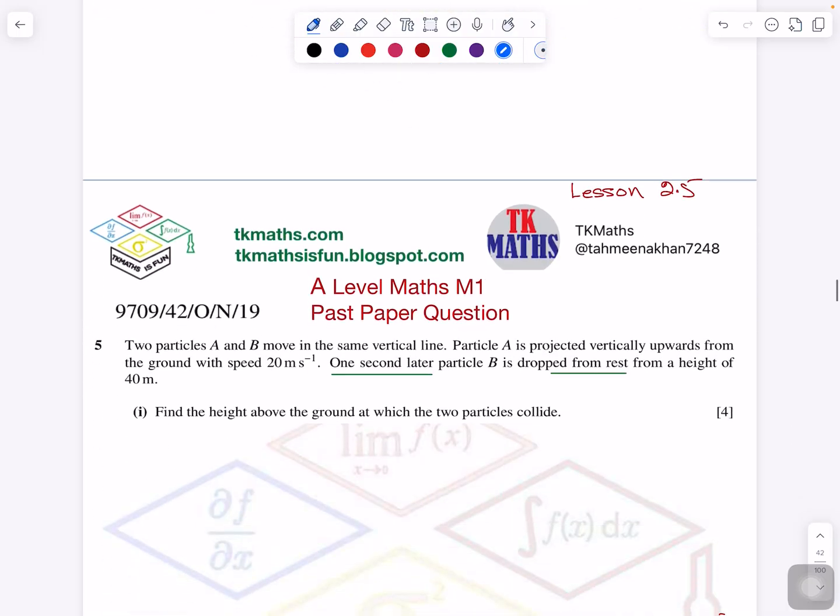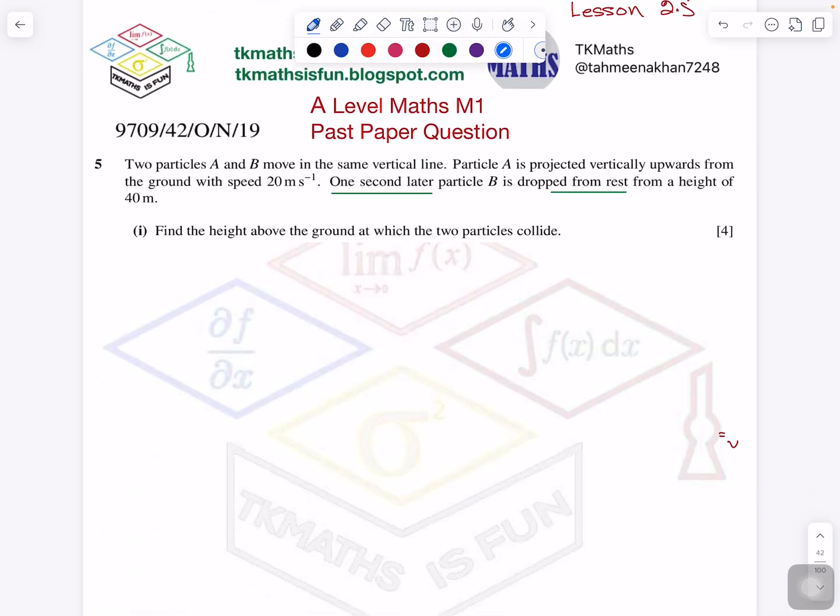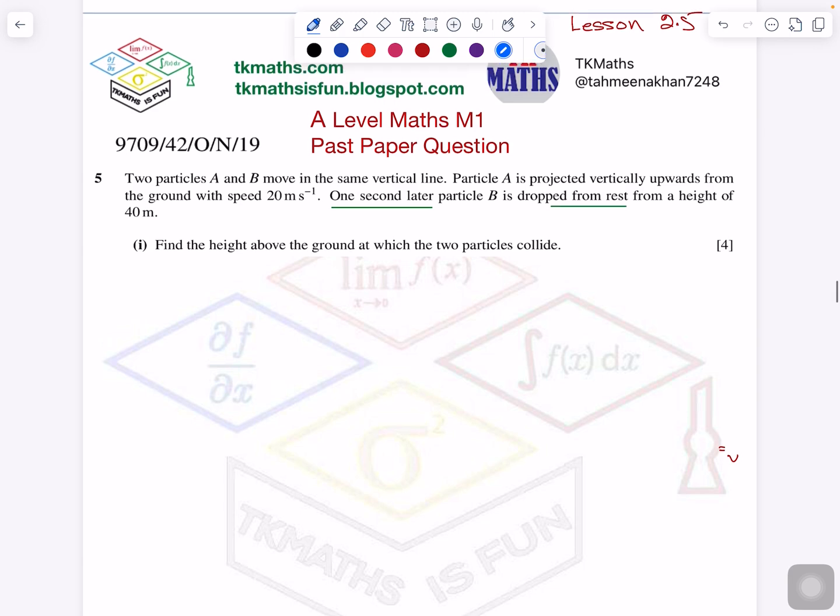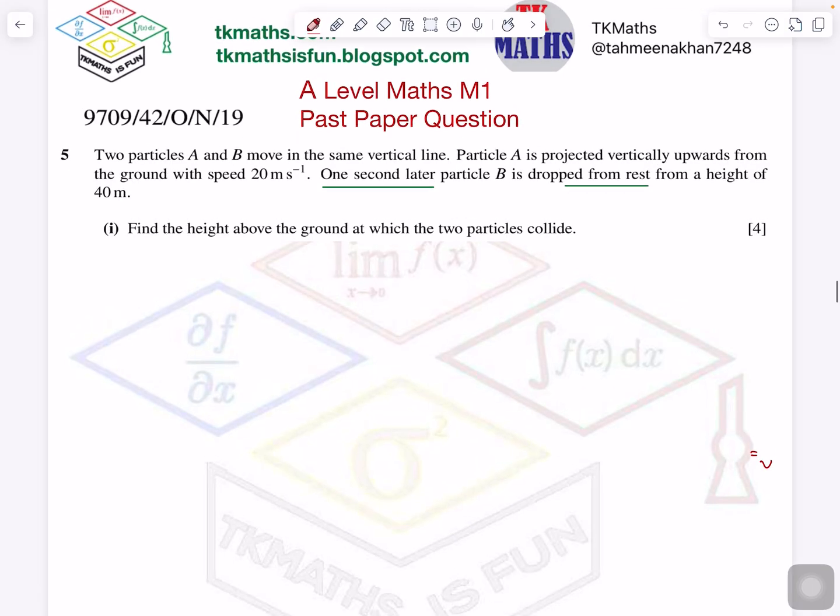So let's continue from here. There are two past paper questions. One I will explain and the other one you will try afterwards, right? Okay, so two particles A and B move in the same vertical line. Particle A is projected vertically upward.